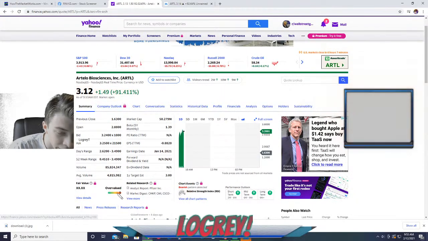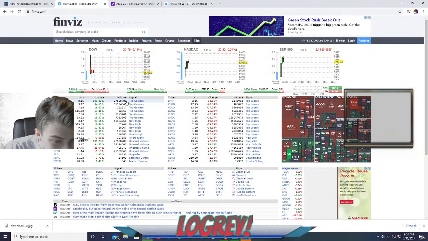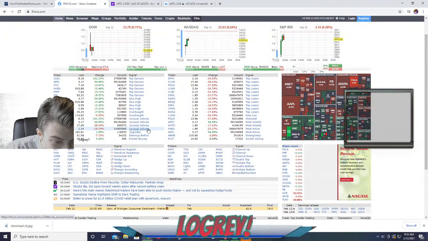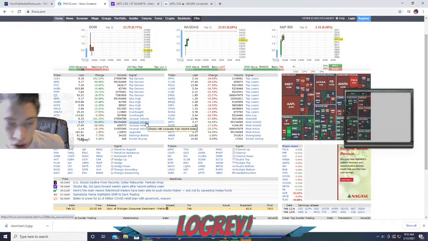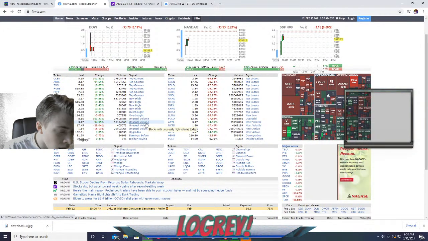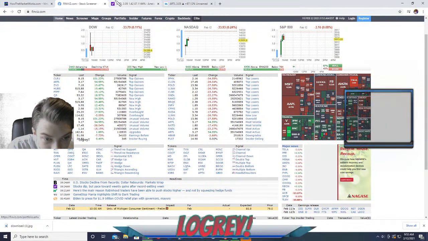It's skyrocketed. Way overvalued. As you can see, this definitely says way overvalued. It's definitely overbought. If we go to Finviz, you can see unusual volumes. There's ART, definitely unusual volume. It's not going to stay that high. Every market has to eventually even itself out. Like GameStop, you can't keep GameStop at $400 tops forever. The market's obviously going to correct itself.